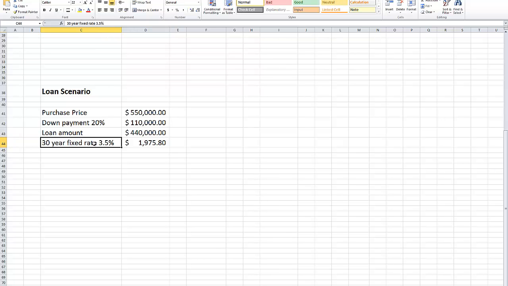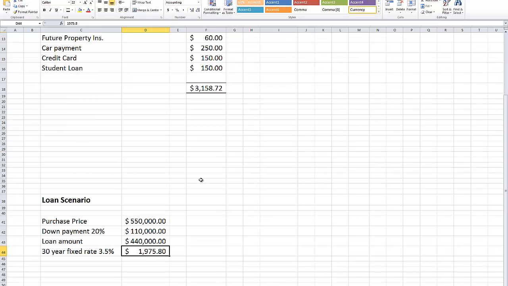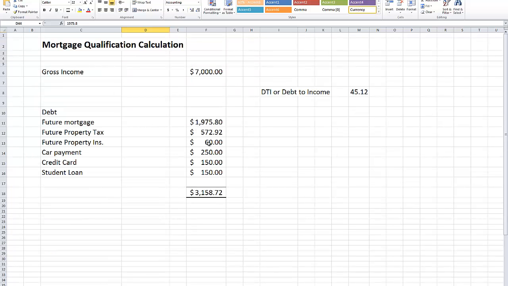I just did a very rough calculation. A 30-year fixed rate of approximately 3.5% currently for a $440,000 loan amount would be $1,975.80. Okay, and I took that figure and I put it up here.